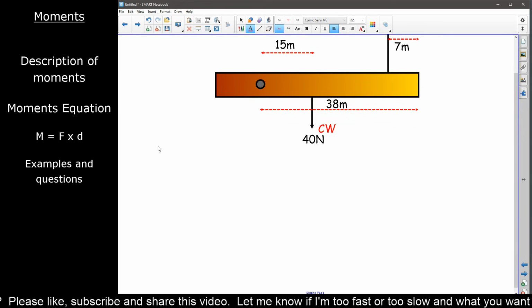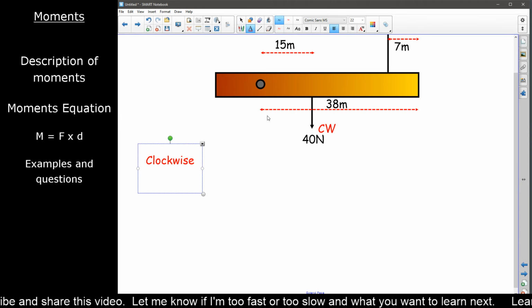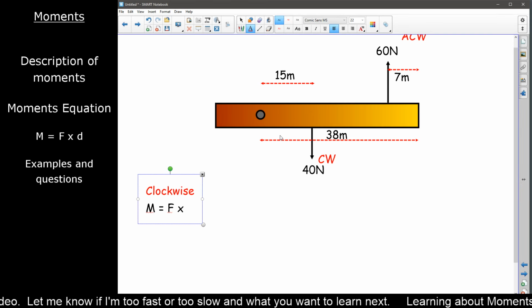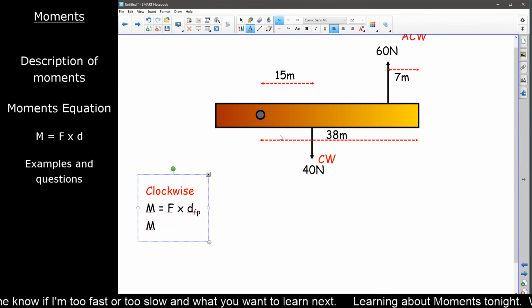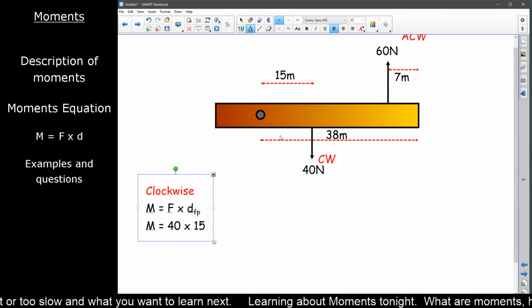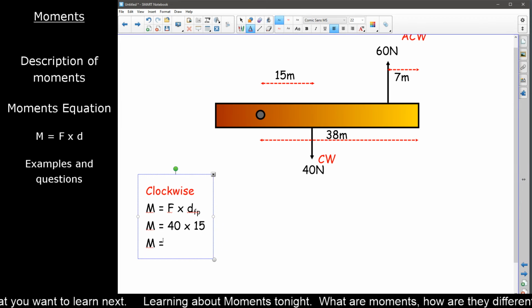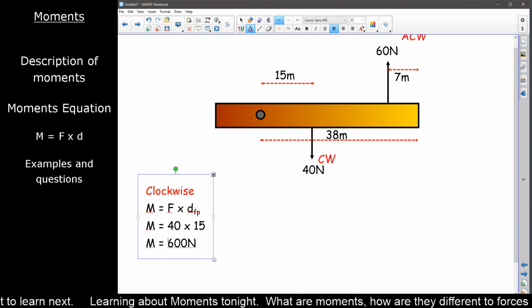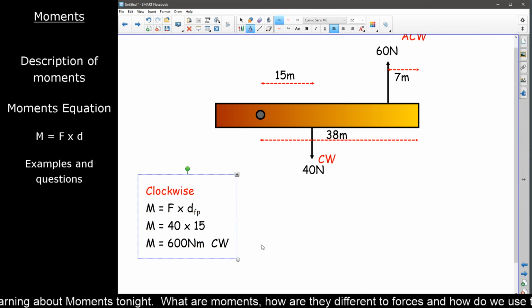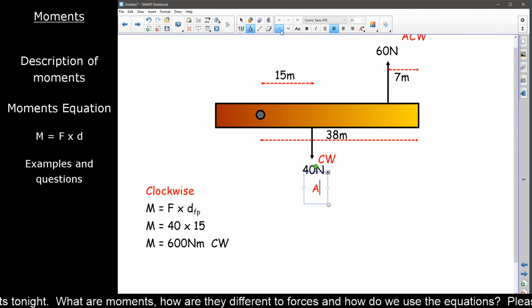Okay, so let's do the clockwise one first. So again, I would write down clockwise over here to sort myself out, let the examiner know what I'm trying to do. So clockwise, I've got moment equals force times distance from pivot. That my moment is equal to my force over here, and my force is 40, times my distance from the pivot, which is 15. Okay, so therefore my moment is equal to 40 times 15 is 600 Newton meters. And that is clockwise. Though it's in the clockwise column, it's a good idea to just put that at that. Over here then, we try the exact same thing with anti-clockwise, so anti-clockwise.